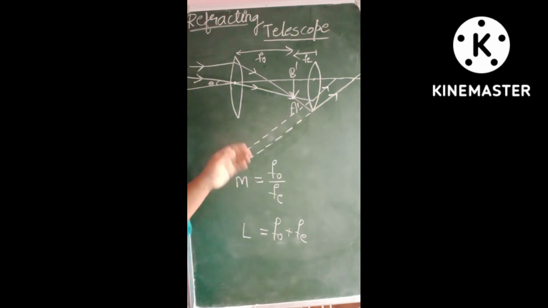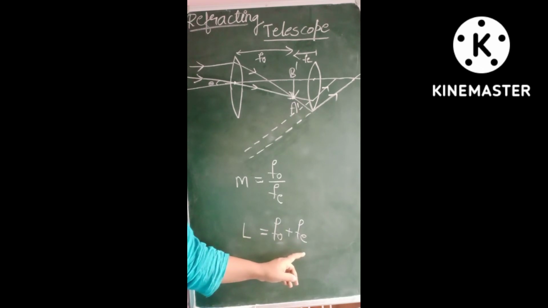Then the length of the telescope tube is given by L is equal to f0 plus fe, where f0 is the focal length of the objective and fe is the focal length of the eyepiece. L is the tube length.